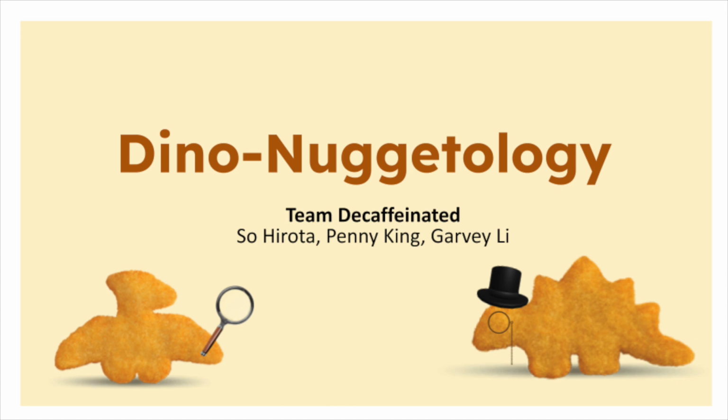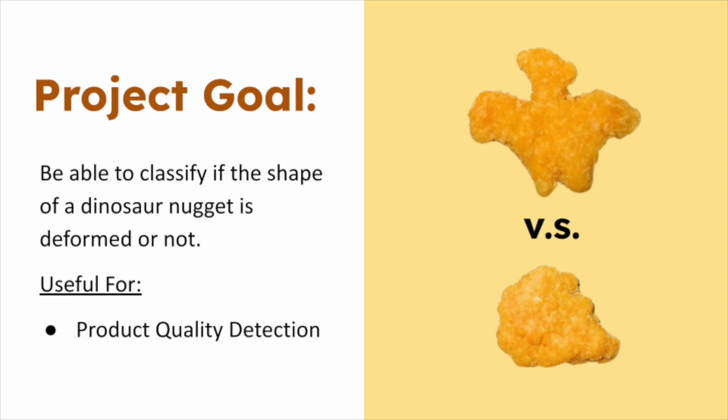We are Team Decaffeinated, comprised of So Hirota, Penny King, and Garvey Lee, and this is our DataHacks project submission for 2024. Our project goal is to classify the shape of various dinosaur nuggets and be able to detect anomalies, which in our case are deformed nuggets.